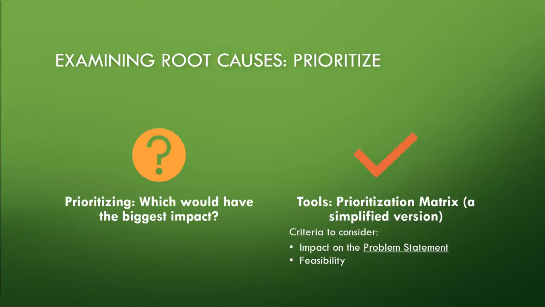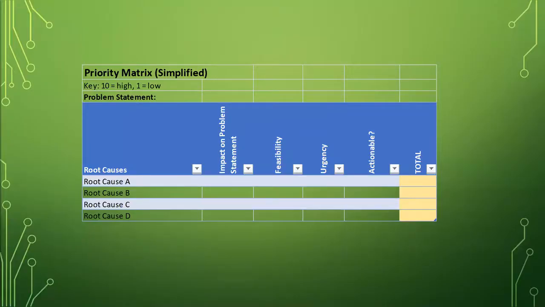So one tool you can use to sort out which root causes to focus on is called a prioritization matrix. There are many different versions out there. If you Google this, you will find so many different ones, and they can seem quite complicated. For the sake of ease of use, I have an example of a simplified version that you can use today if you want to. So this is the simplified template for a priority matrix that you can use.